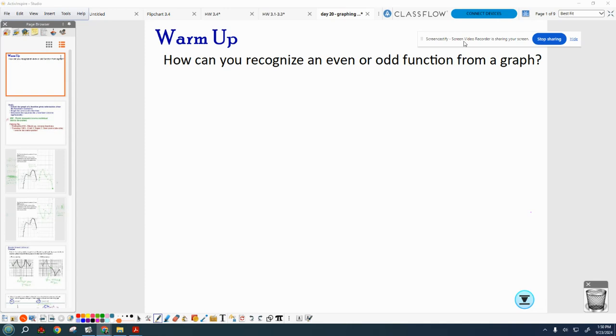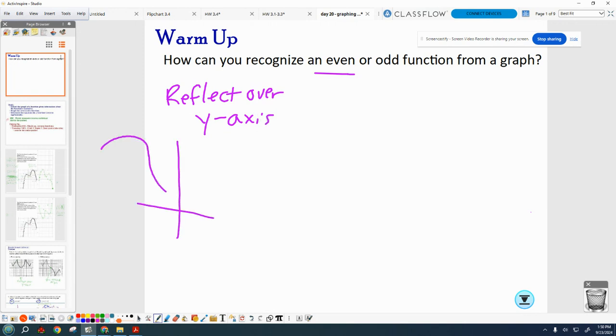Okay, so you guys talked about it. What makes an even function an even function? It's able to reflect over the y-axis. Reflect over the y-axis, so if there's that, reflecting over the y-axis would be that, okay.